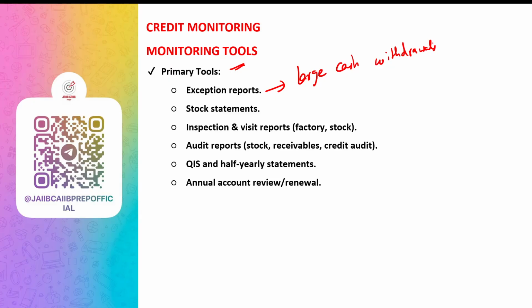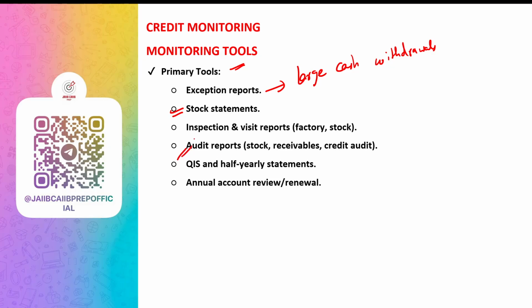Then we have stock statements. Borrowers periodically submit details of inventory. It helps to ensure that stock levels are sufficient, stocks are marketable, and they match loan security requirements. Then there are inspections and field visits. Physical inspection of borrower premises is conducted, and it checks the actual stock against the reported stock, the condition of machinery, and whether the factory is operating normally.